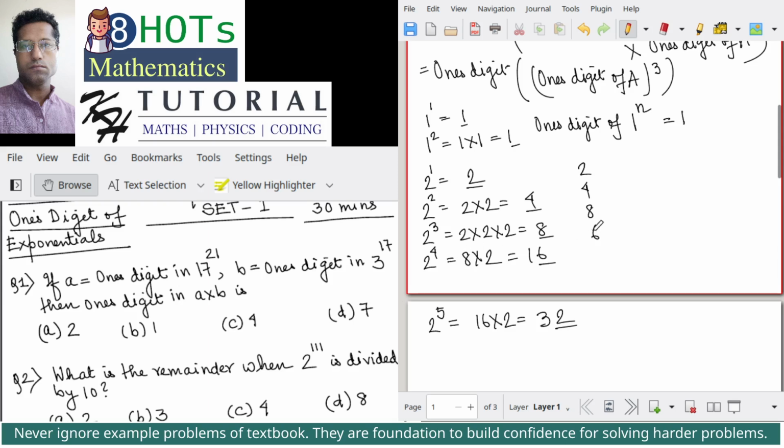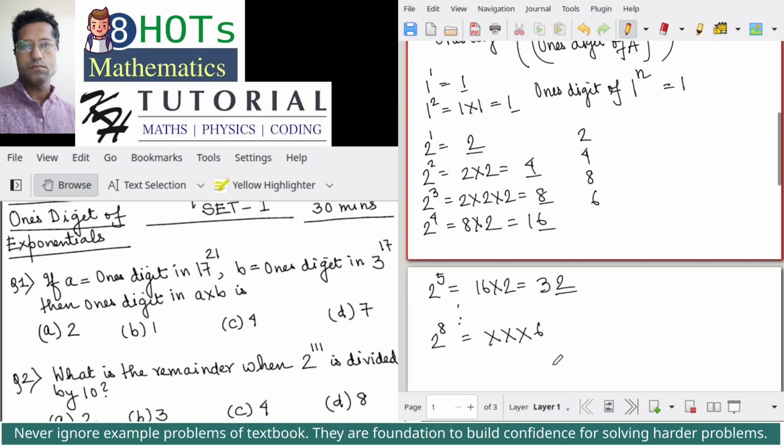2 to the power 4 is 6. So again you will see that for 2 to the power 8, whatever the number will be, the last digit will also be 6. So the ones digit of every fourth power of 2 will be 6. So this concept or pattern we have to keep in mind. So this was for 2.